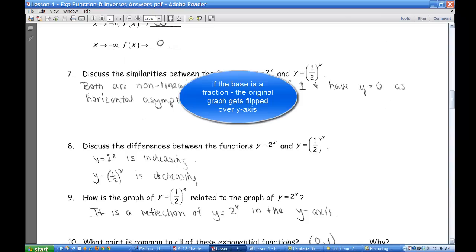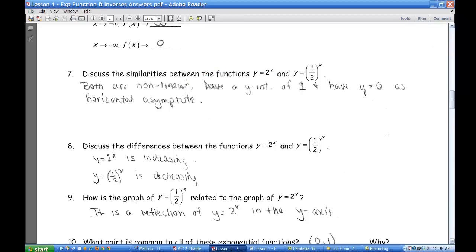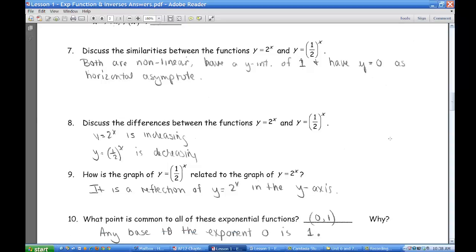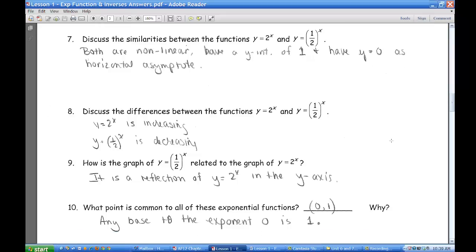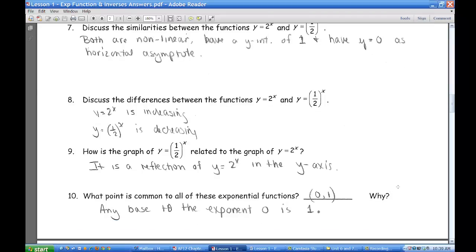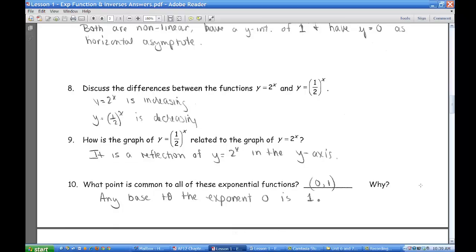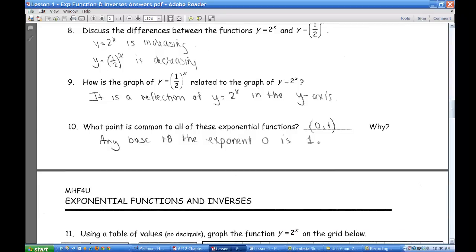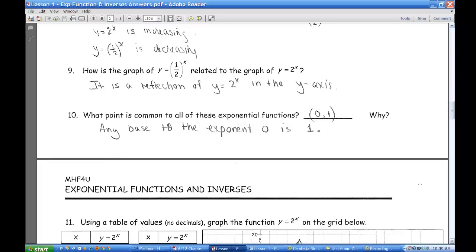Both are still non-linear. They have a y-intercept at 1, and have y equals 0 as the horizontal asymptote. The difference is that one is increasing, the other one is decreasing, and 1 over 2 to the power of x is a reflection of y equals 2 to the power of x in the y-axis. The common point is (0, 1). It's the y-intercept. Why? Because any base to the power of 0 will give you 1. Remember this. I think you were learning this in grade 9 still, and it's really important for this unit to remember that anything to the power of 0 will give you 1.